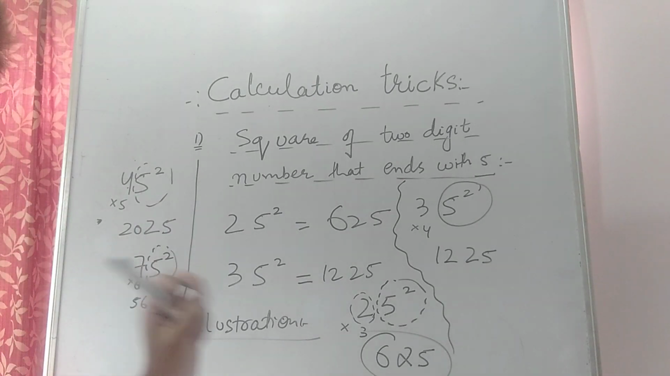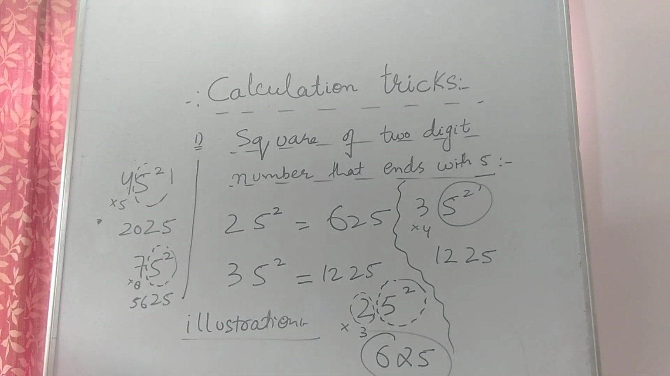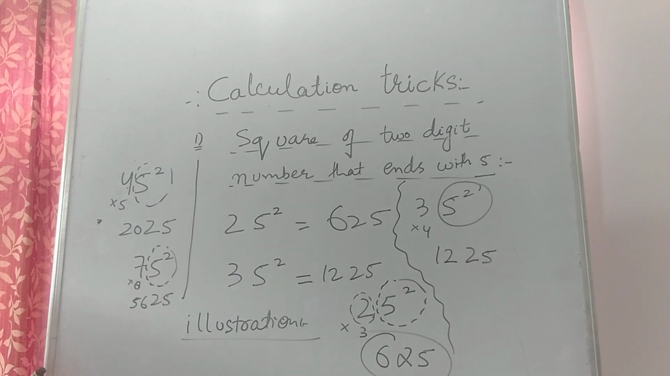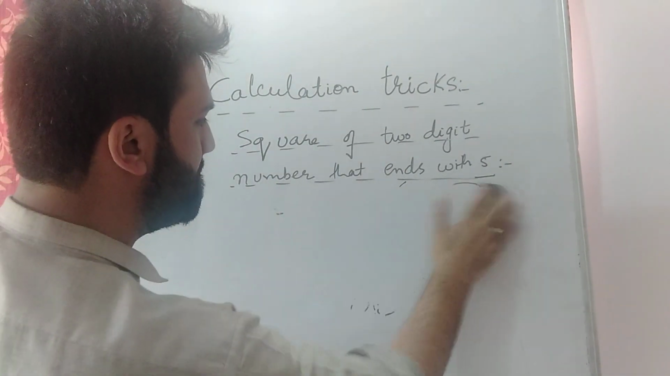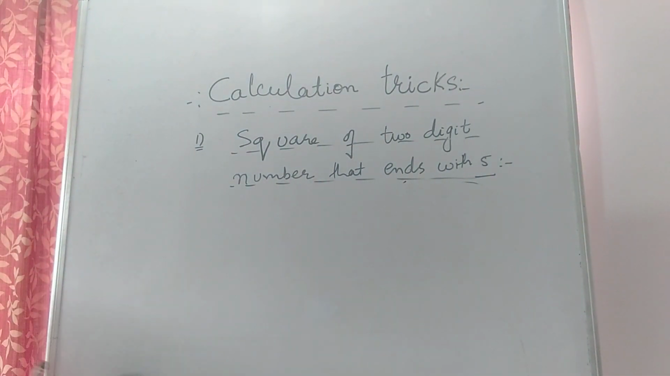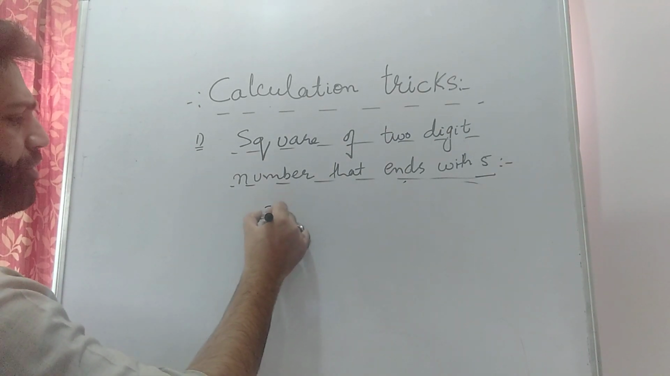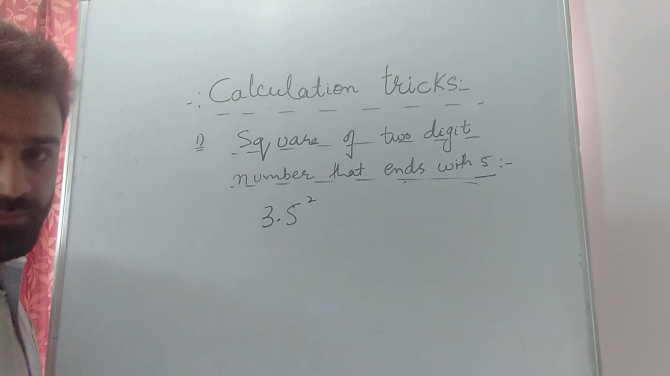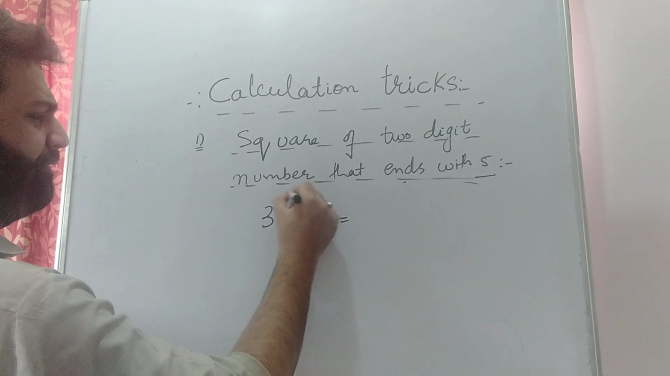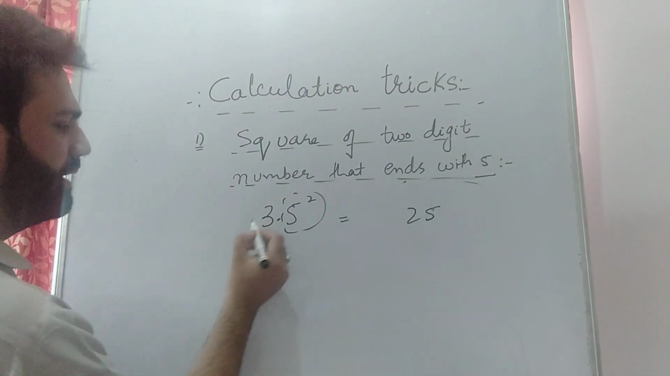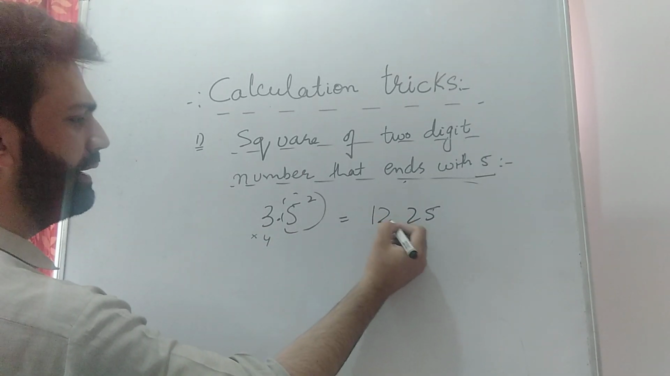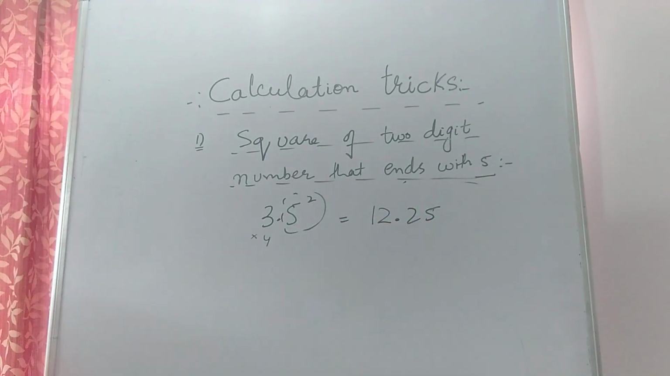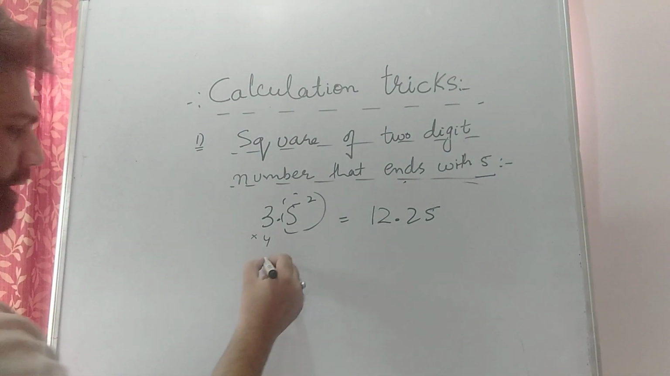And you can use this trick also in the decimal place as well, if a decimal is involved in the two digit number. For example, you have 3.5 square. What to write? 5 square is 25. Succeeding digit of 3 is 4. 3 into 4 is 12. Keep the decimal point after 12. Simple.